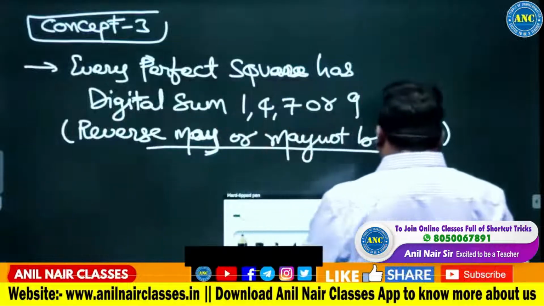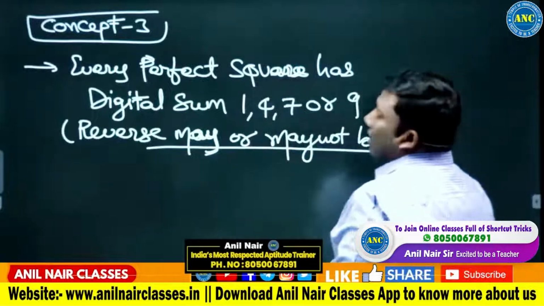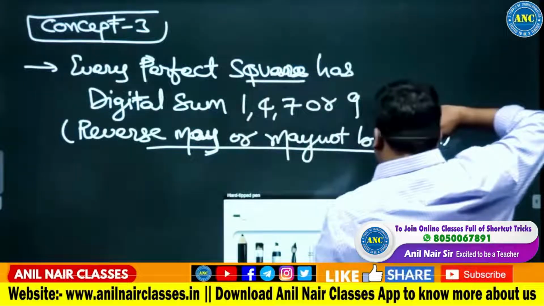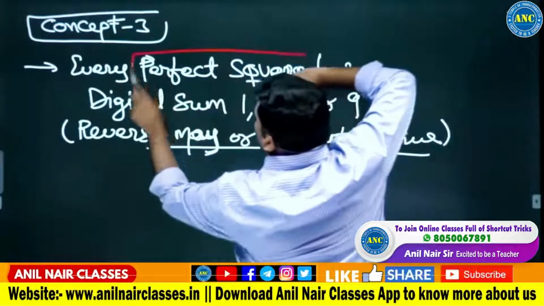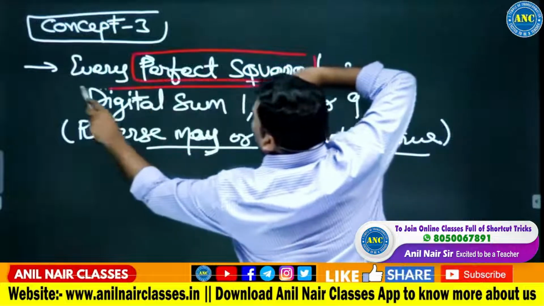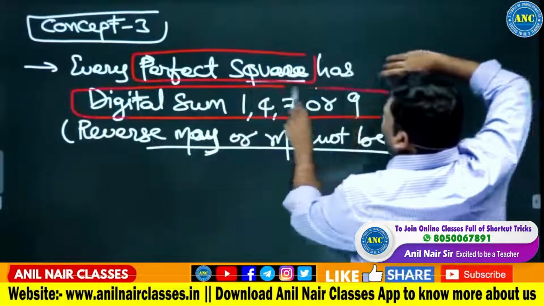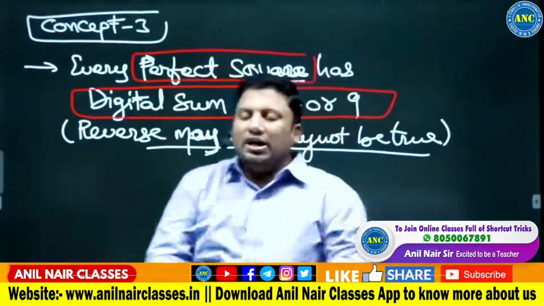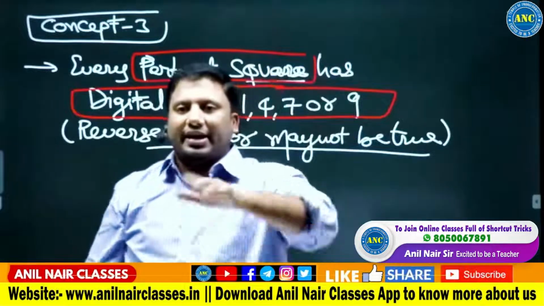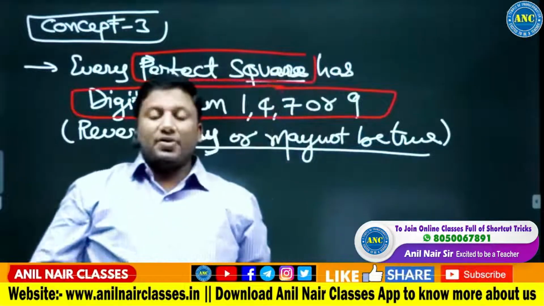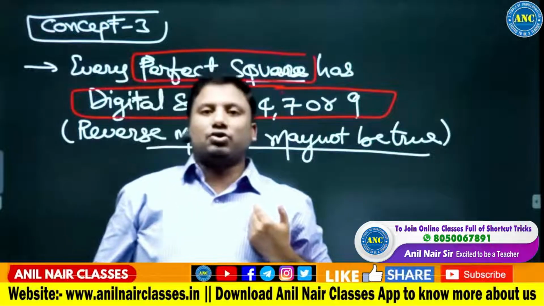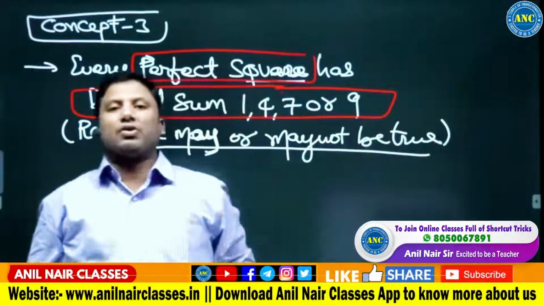What is the third property of a perfect square? If the number is a perfect square, it will have a digital sum of 1, 4, 7 or 9. If this is true, that will be true. If I throw a stone on the lake, there will be ripples. For the ripples to form, it is not mandatory that I have thrown a stone. Maybe my friend might have thrown a stone.